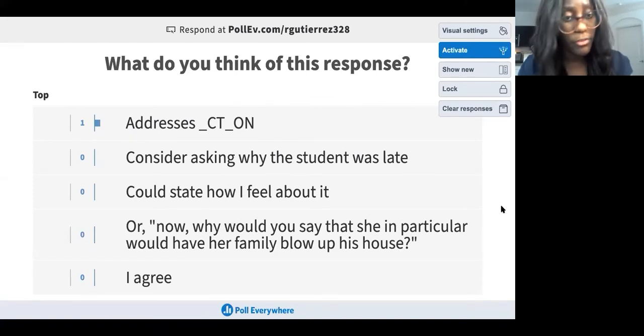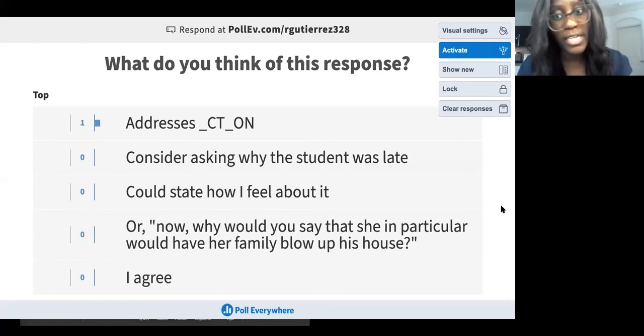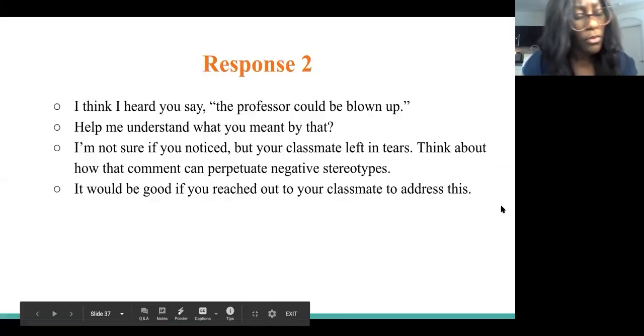Let's look at another version of how we could have responded and compare that to action, as well as add anything else. Okay, so response 2. So here are the talking points for the same scenario. So I think I heard you say the professor could be blown up. Help me understand what you meant by that.